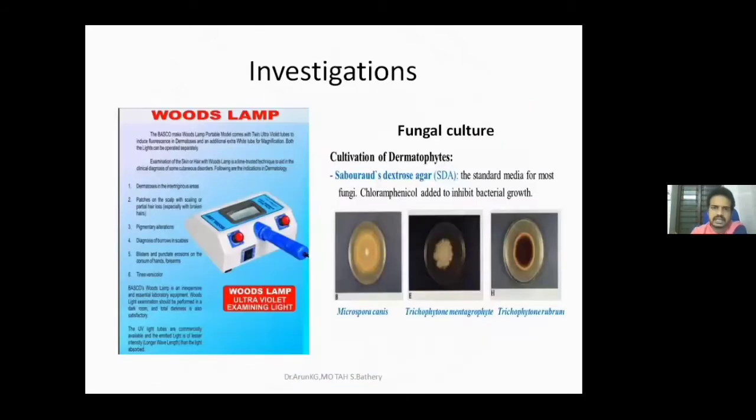Then other investigations: Wood's lamp is there. Wood's lamp is very helpful in pityriasis versicolor and all. Actually it is available in the market, and sites like Amazon also have it. So in pigmentary disorders it is very helpful, and for those lesions present in intertriginous areas also, this is very helpful. And fungal culture also we can perform to identify what the positive organism is.